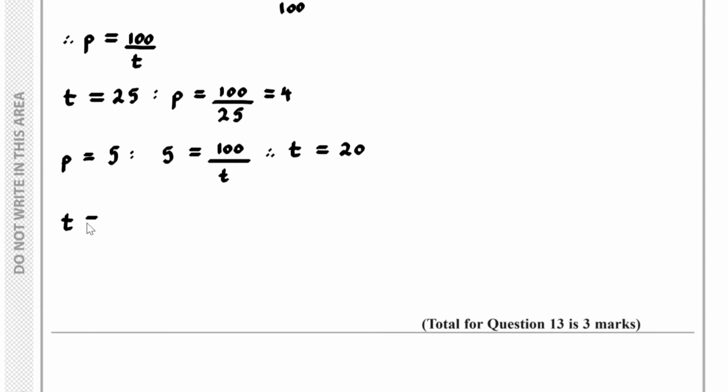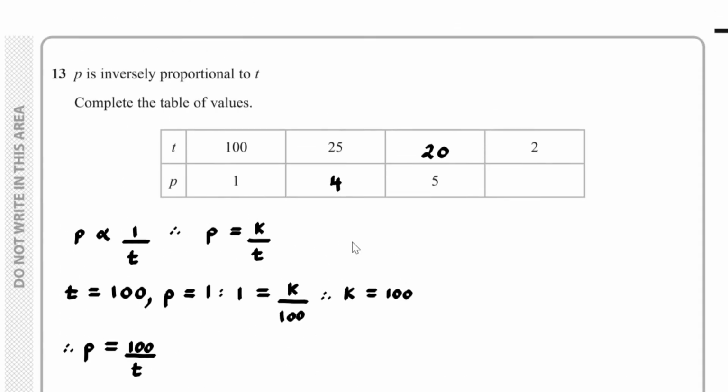And then when T equals 2, we've got P equals 100 divided by 2, which is equal to 50. So when T is 2, P is equal to 50.